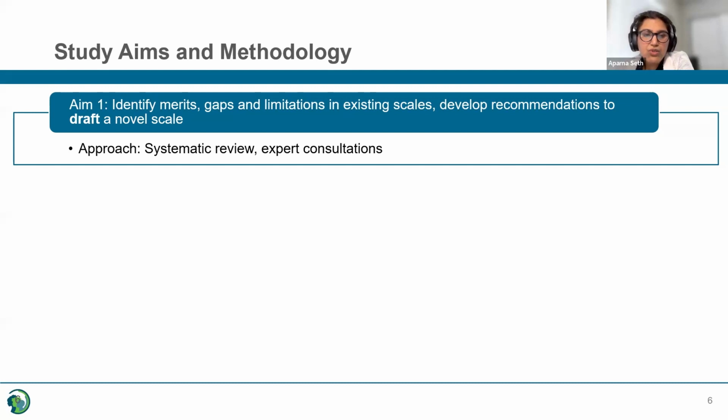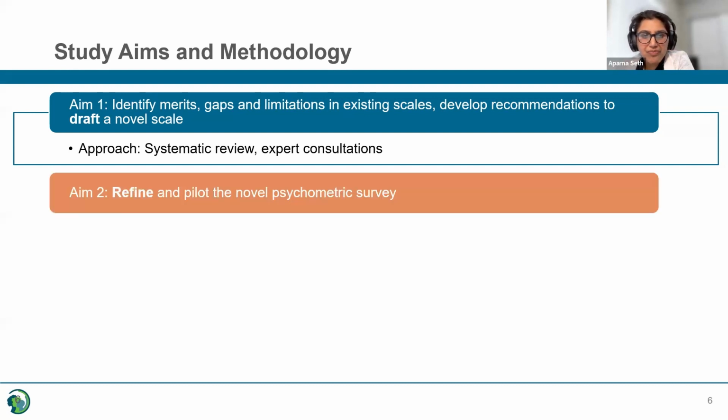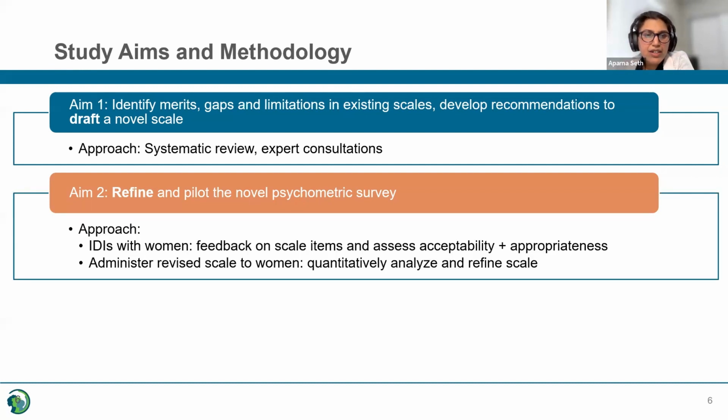The approach here is to conduct a systematic review, which we did last year during summer, followed by expert consultations in the field of family planning and reproductive health. Again, this happened in the fall of last year. Our second aim is to refine and pilot the new psychometric survey. Here our approach is, once we have the draft psychometric survey, we do in-depth interviews with women to get feedback from them on the scale items.